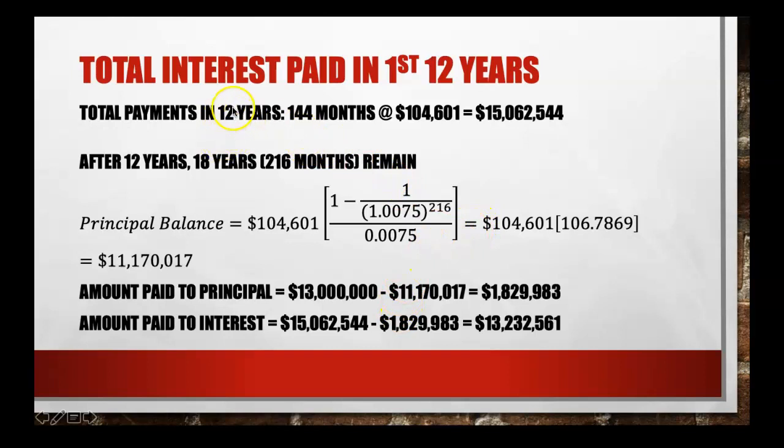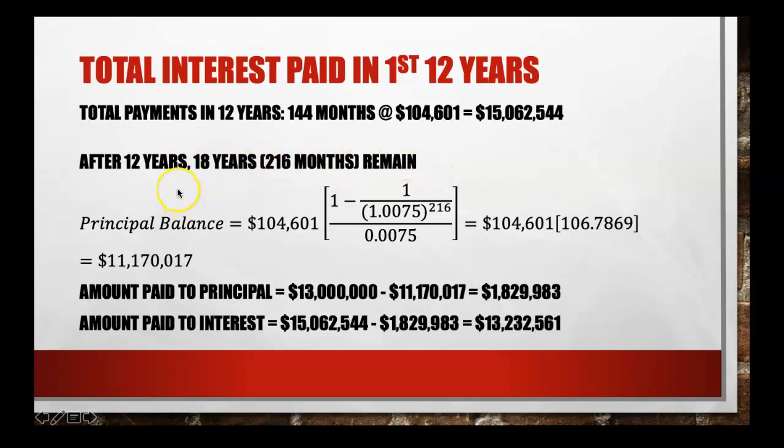Right? So the first thing we note is how much money we would have paid in 12 years. At 12 months per year, that would be 144 months. So 144 months paying 104,601 per month gives us a total of 15,062,544. Right? So we lock that down and then we move on. After 12 years, it means that the remaining payments will be 216 months.